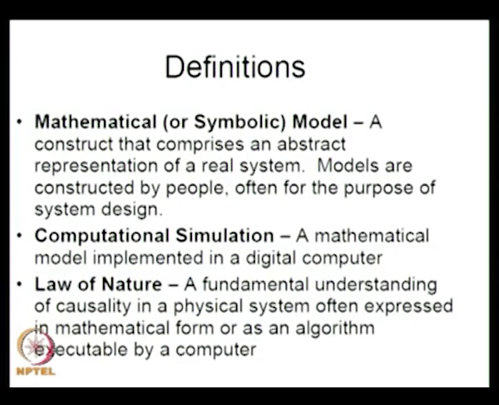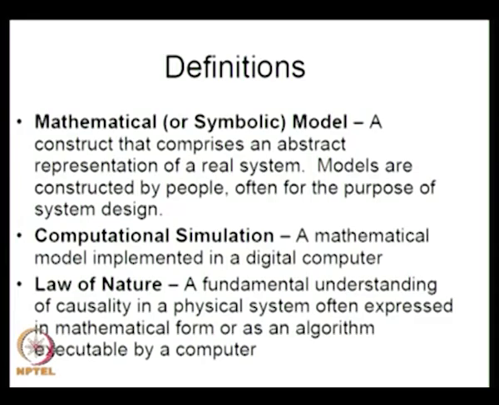A mathematical model can be defined as a construct that comprises an abstract representation of a real system. Models are constructed by people often for the purpose of system design. So mathematical models are abstractions of physical systems. When you have a physical system, we try to abstract it into a model using mathematical methods, and they are constructed by people often for the purpose of system design. And then computational simulation: a mathematical model implemented in a digital computer. Once you have a mathematical model, we can implement it in a digital computer and get the simulations done.